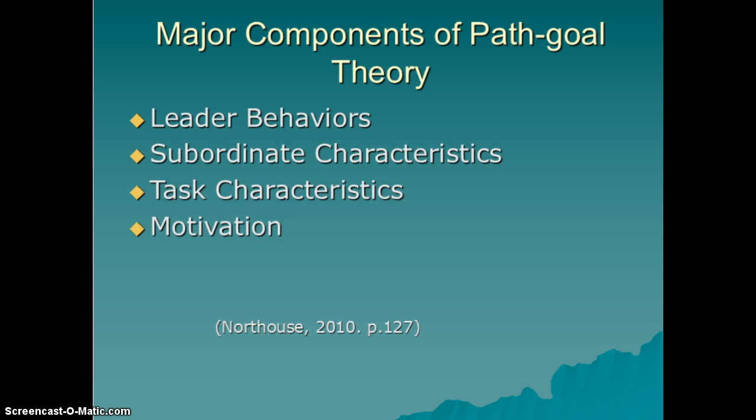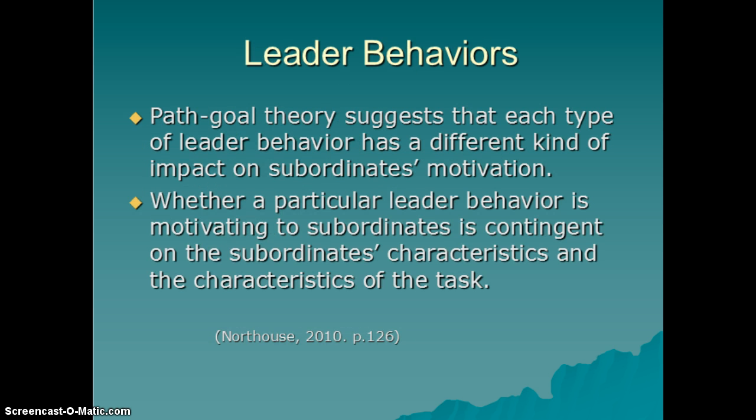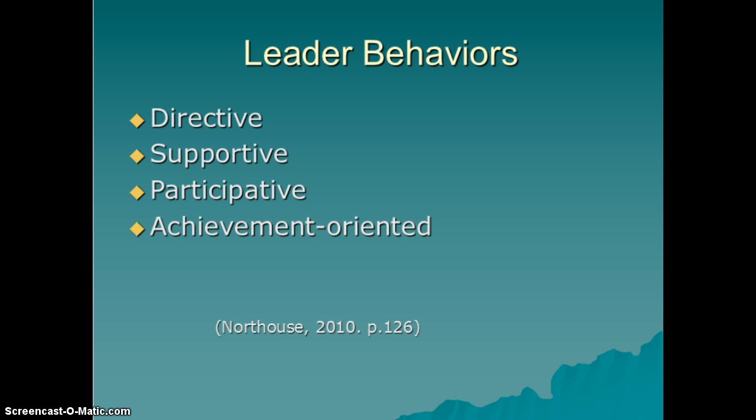The major components of the path-goal theory are leader behaviors, subordinate characteristics, task characteristics, and motivation. Leader behaviors. The path-goal theory suggests that each type of leader behavior has a different kind of impact on subordinates' motivation. Whether a particular leader's behavior is motivating to the subordinates is contingent on the subordinates' characteristics and the characteristics of the task. Leader behaviors are broken into four categories: directive leader behavior, supportive leader behavior, participative leader behavior, and achievement-oriented leader behavior.